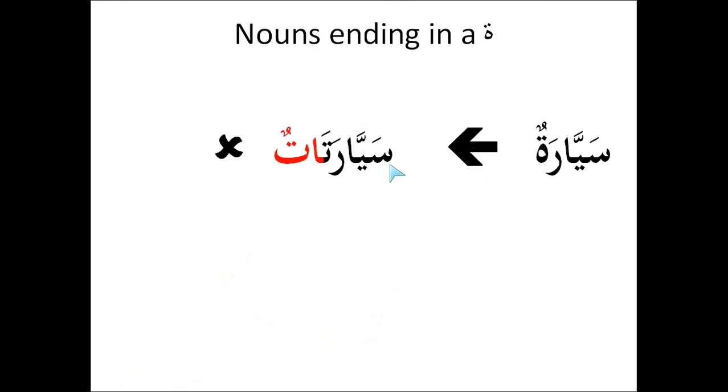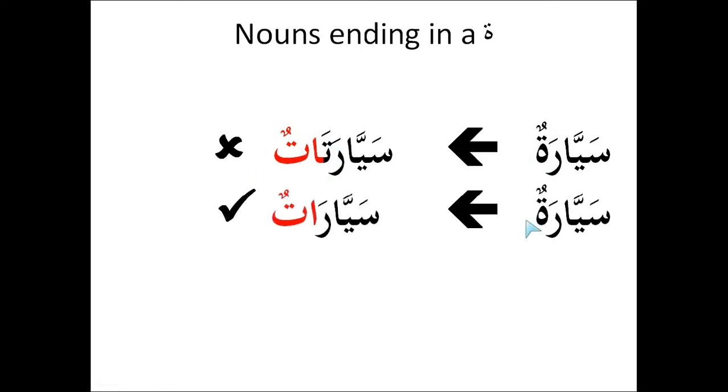Before we do that, let's just quickly look at nouns ending in a ta marbuta. Remember, sayyaratun was an example we gave. The first rule is to remove the ta marbuta. If you forget to remove the ta marbuta, you would do this, sayyaratatun. You would consider the ta marbuta at the end as the final letter, give it a fatha, but that would be wrong. What you're supposed to do is remove the ta marbuta and then consider the remaining final letter as the final letter. So sayyaratun becomes sayyaratun. Remove the ta marbuta and then we have an alif and ta.